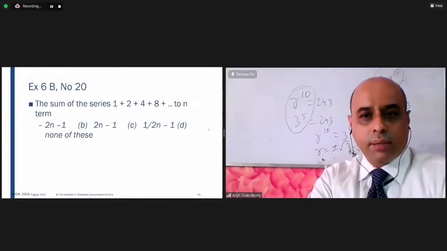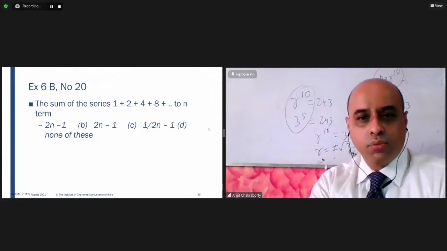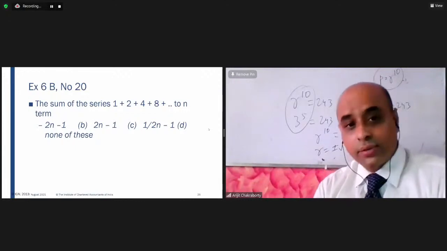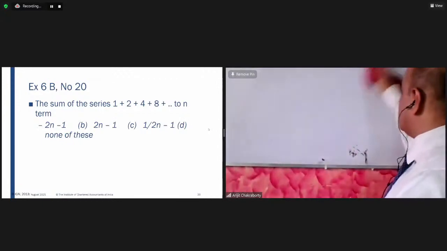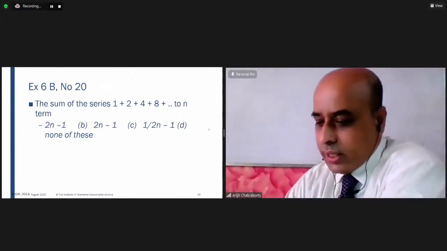Question 6b number 20: the sum of the series 1 plus 2 plus 4 plus 8 up to the nth term is what? Okay, so let's try and solve it. Try and do it and check.